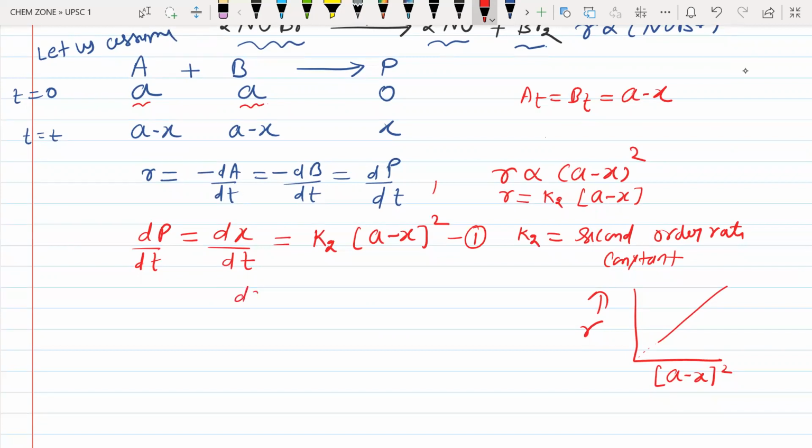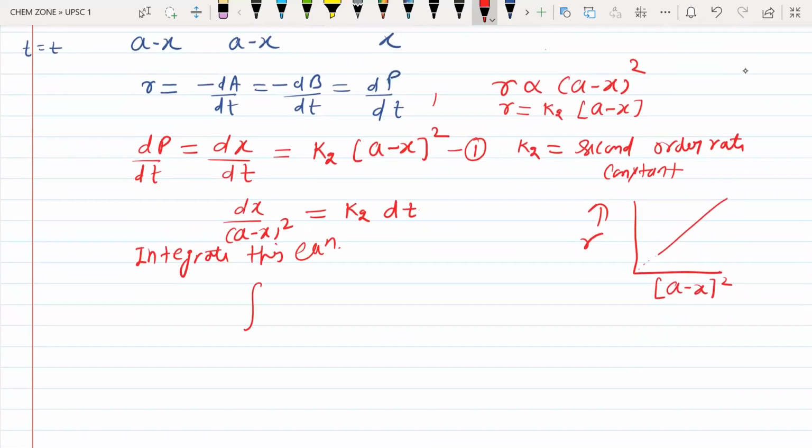Now, basically, there are different methods to find out the value of rate constant, but I'm using the best one. Now, separate the variables in order to integrate this equation. To find out the value of rate constant, we need to integrate this equation.